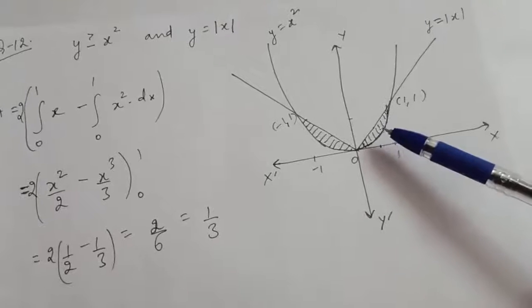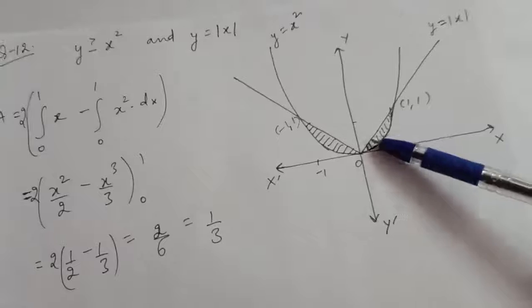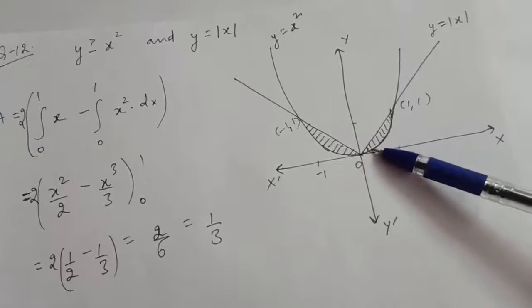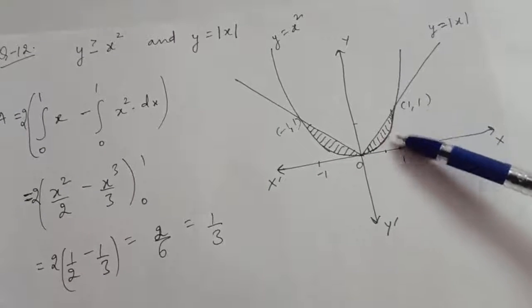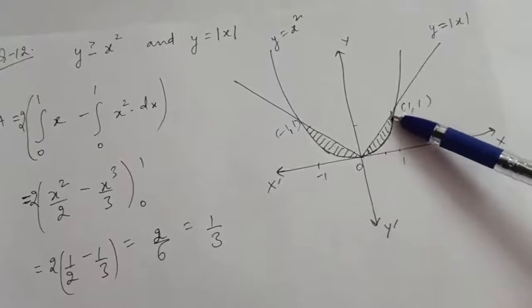Now the limits are from 0 to 1. From these limits to get this area, first of all find the area below the line and then from it subtract the area below the parabola.